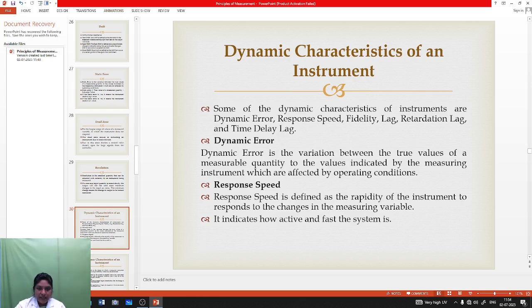So next is dynamic characteristics of instrument. Some of the dynamic characteristics of instruments are dynamic error, response speed, fidelity, and lag. In the lag we can consider retardation lag and time delay lag. So we can see here.